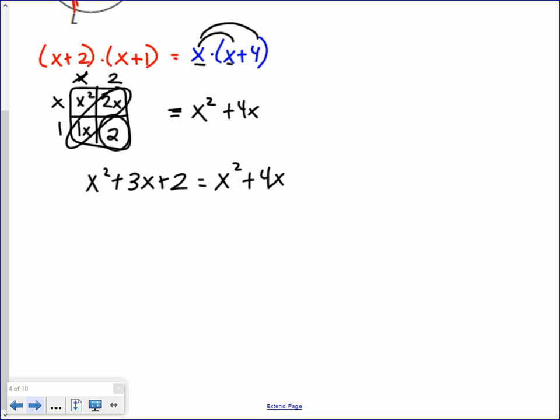This one does not involve factoring, because what can we cancel on both sides that's 100% identical? Jake? X squared. We can go ahead and take that x squared away. Goodbye. And then we're left with 3x plus 2 equals 4x. We will have to FOIL today, but it wasn't this one.